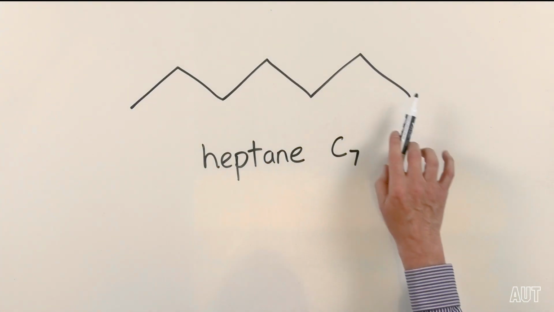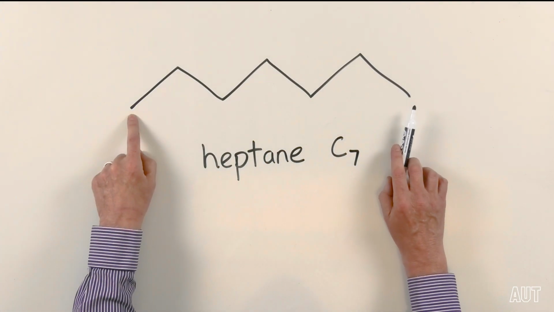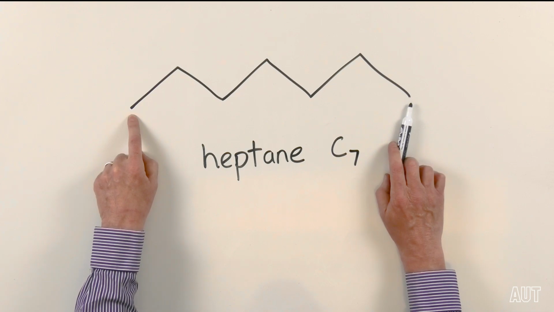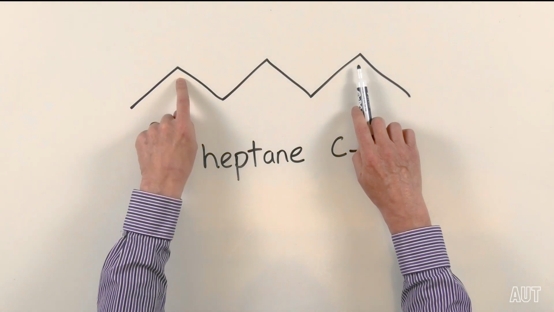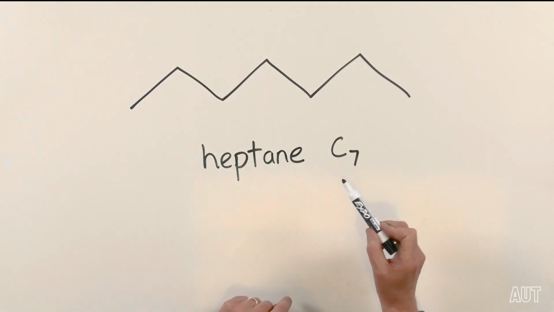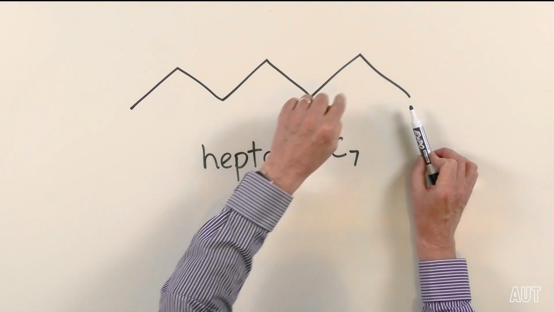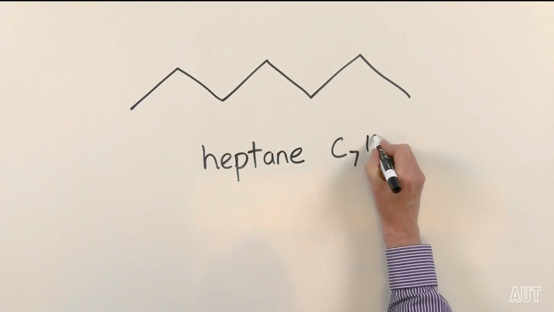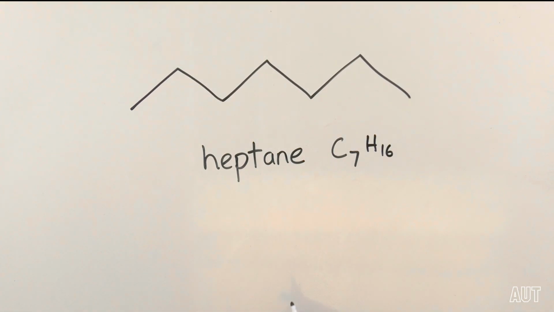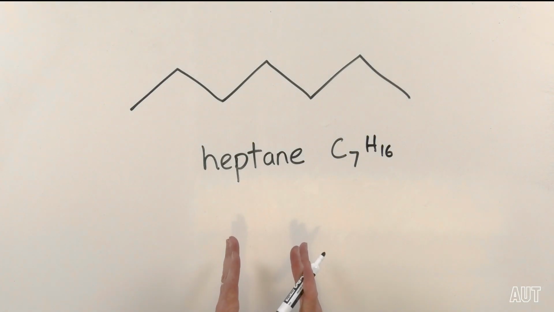Here's your line structure. You know now from your line structure that these terminal ones are going to be CH3s, and the carbons and the kinks are going to be CH2s. And so therefore you've got 3, 6, 8, 10, 12, 14, 16 hydrogens, so C7H16 is the chemical formula of heptane. Okay, right, well this seems nice and straightforward, nice and easy.